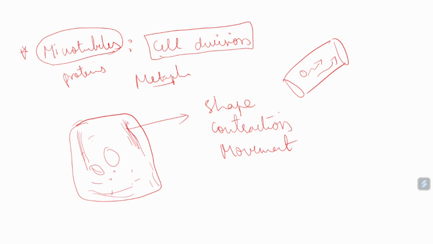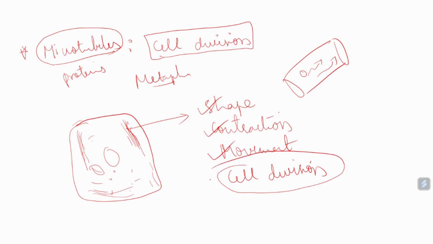And along with that, these cytoskeletons are very important in cell division. So cytoskeletons are very important in the cell for giving shape, for performing contraction of the cell, for movement, and also for cell division. This is very important. So these are certain functions of the cytoskeleton.